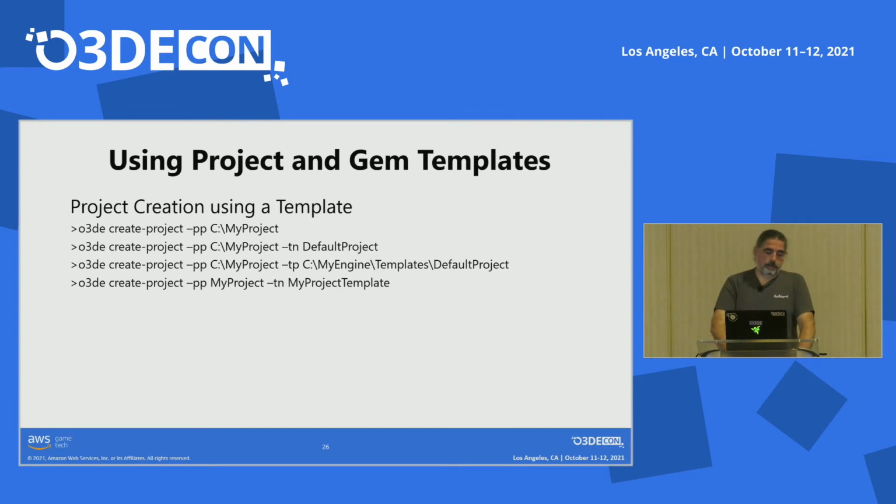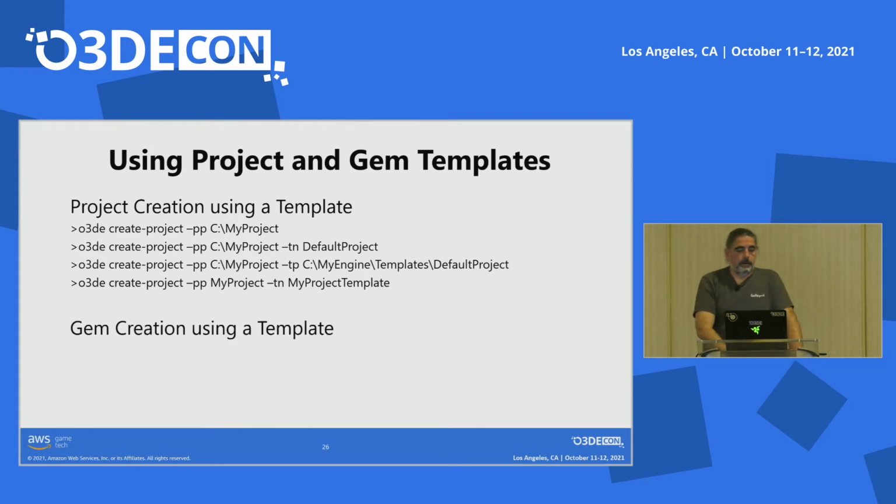And then finally, if I have a template that I have made somewhere else, that's an example of a project, I can just give it that template's name and it will find it when it's registered and use that template to make the project instead. So as we see here, O3D create project, project path my project, and then I give it a template name of my project template. And gem creation using a template is just what you might expect. It's exactly the same as create project, except we swap out project with gem. So O3D create gem, and then we give it a gem path.